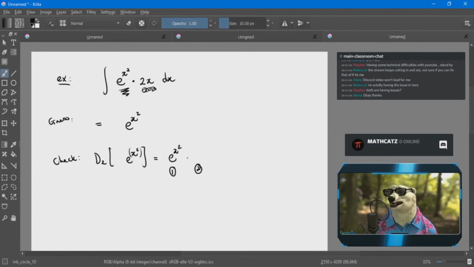The second part of the chain rule says take the derivative of that something, which is 2x. And I have my target perfectly. This one gives me some part of it. The second part of the chain rule gives me another part of it.